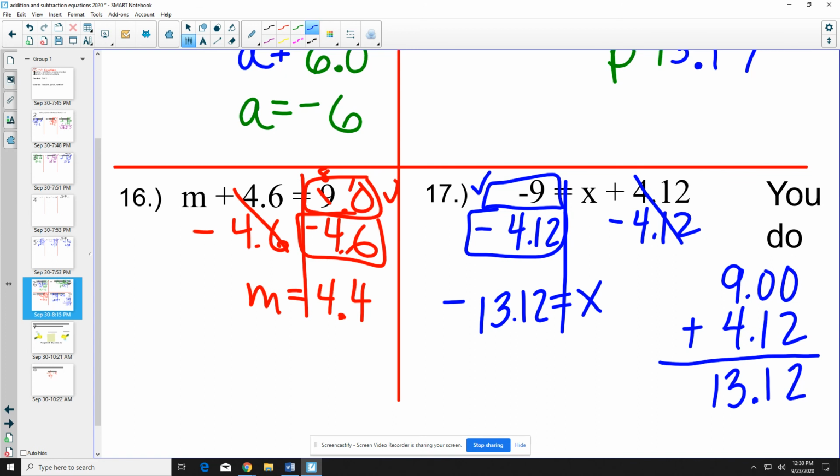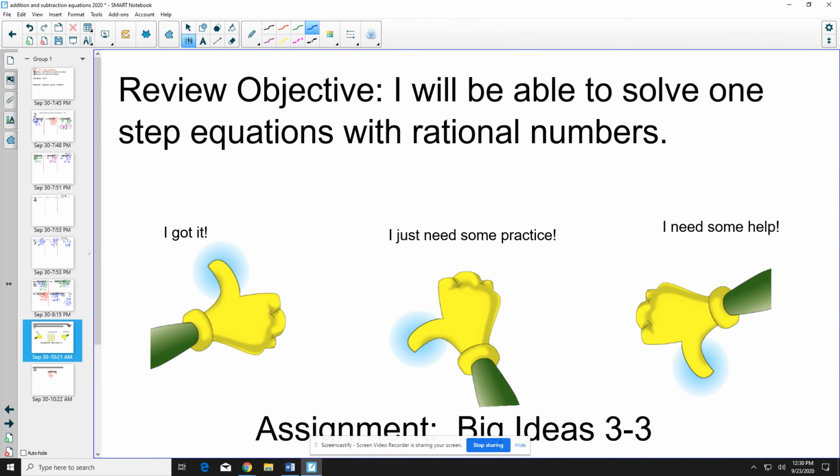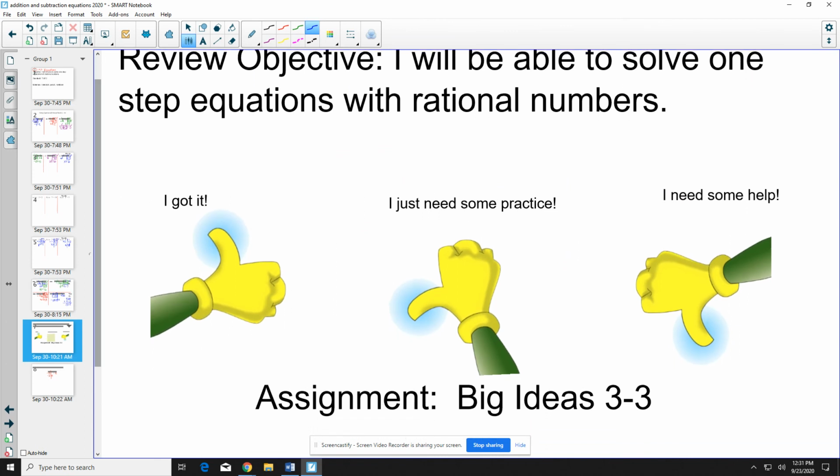All right, so how are you feeling about solving equations with addition and subtraction today? One thumbs up if you've got it, thumbs in the middle if you need more practice, and thumbs down if you need some help. If you feel like you're a little lost, I would go back and replay the video and make sure you understand, and then you're going to go to the Big Ideas assignment 3-3.